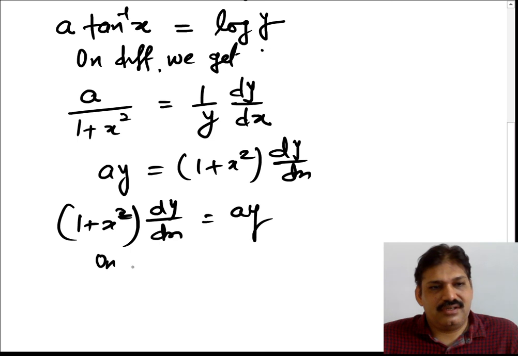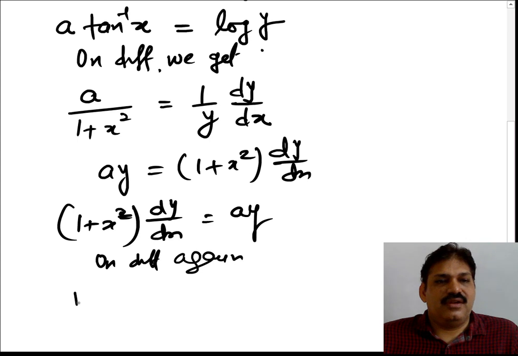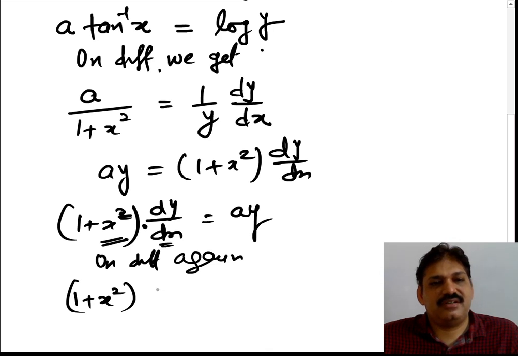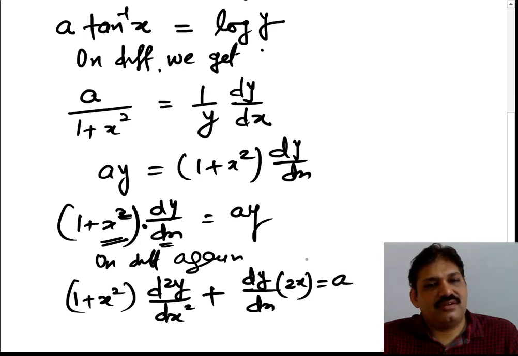On differentiating again, 1 plus x square same. Here the product rule will be applied. First, 1 plus x square will be taken same and this will be differentiated. So the derivative of dy by dx is the second order derivative d2y by dx square, plus this time dy by dx same into the derivative of 1 plus x square. The derivative of 1 is 0 and of x square is 2x, is equal to, on differentiating the right hand side, a is constant, the derivative of y is dy by dx.